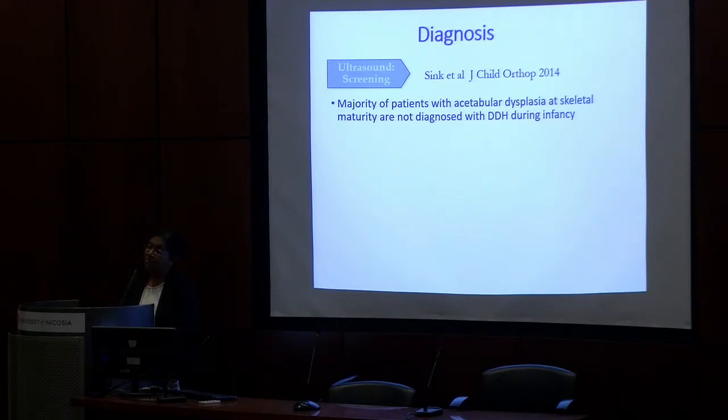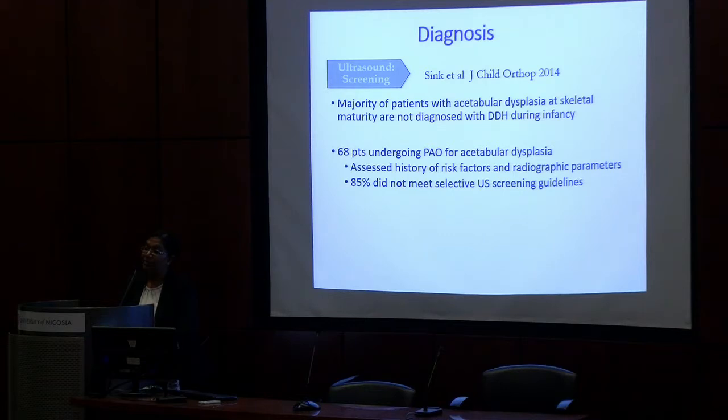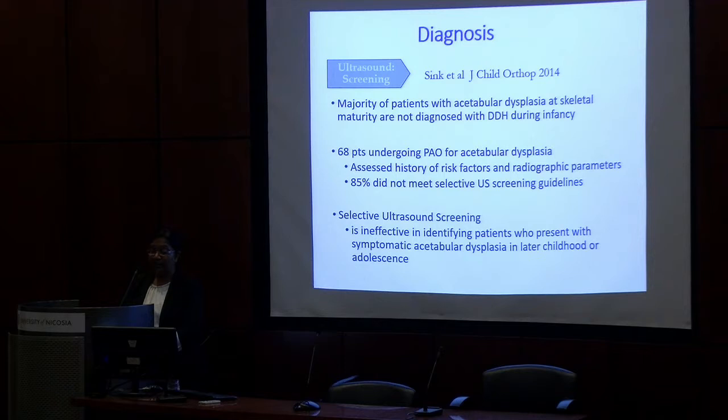So what's even further interesting is that there's a subset of children who later on in life present with hip dysplasia who would never have been diagnosed with DDH during infancy. So there's a study done in 2014 that looked at adolescents who are undergoing periacetabular osteotomy for acetabular dysplasia. So these are adolescents who had signs and symptoms of DDH at adolescence, but were not diagnosed with DDH as children. So they looked at risk factors and radiographic measurements, and they found that 85% of them would not have met the screening guidelines.